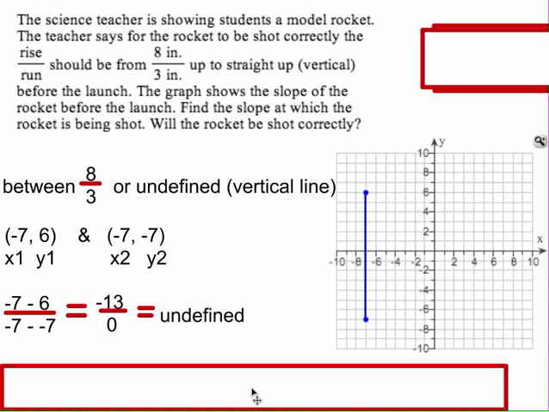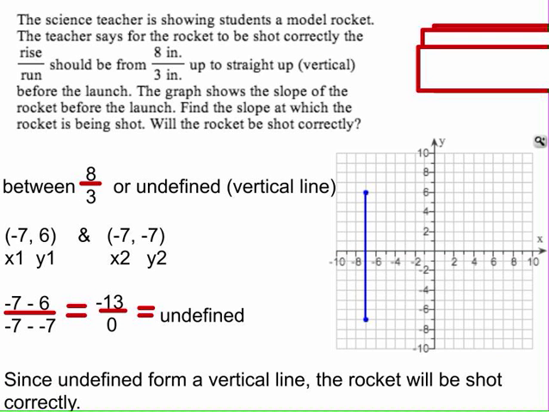Since it is an undefined slope, and the teacher said we can use a vertical line, the rocket will be shot correctly.